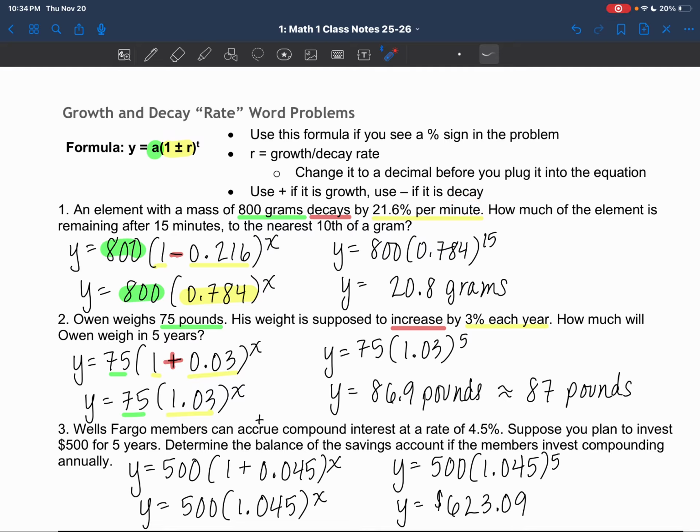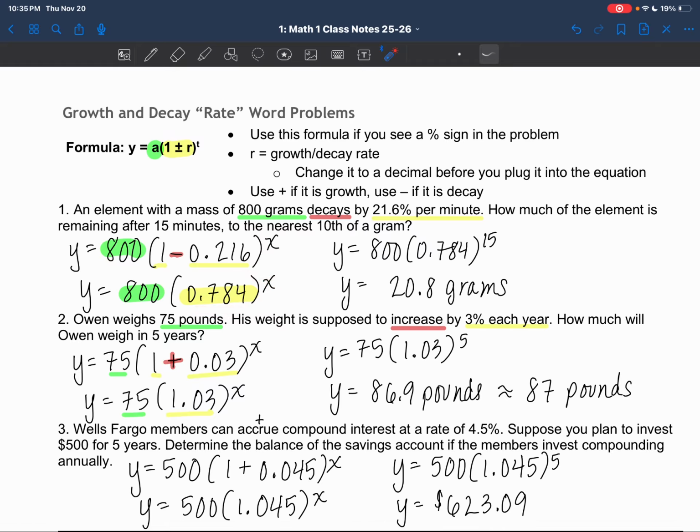All right, so an element with a mass of 800 grams, so that's your starting mass, decays, so we're subtracting from 1, by 21.6% per minute. So we want to convert this to a decimal, so we have to move the decimal twice. So we're going to have 0.216, and this is going to simplify to 0.784. So this is actually the growth factor to the x power.